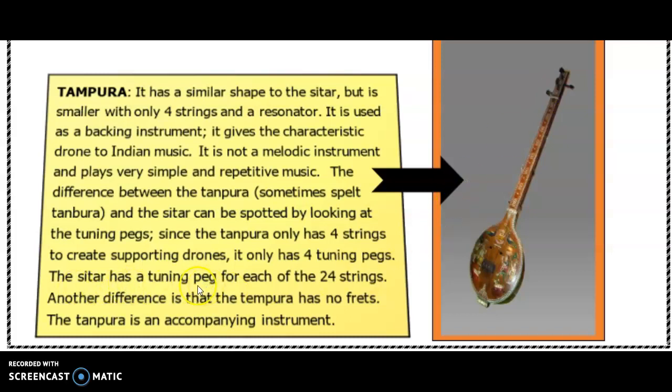Now, the sitar, of course, has a tuning peg for each of the 24 strings. Another difference is that you don't see any frets on the tampura. And it's very important that you remember that this is the drone instrument.